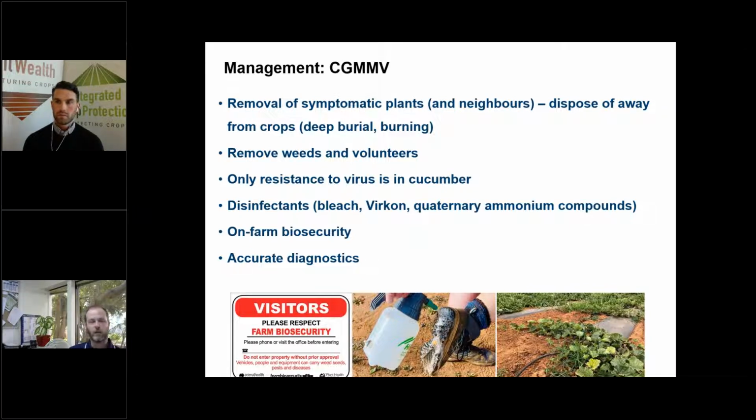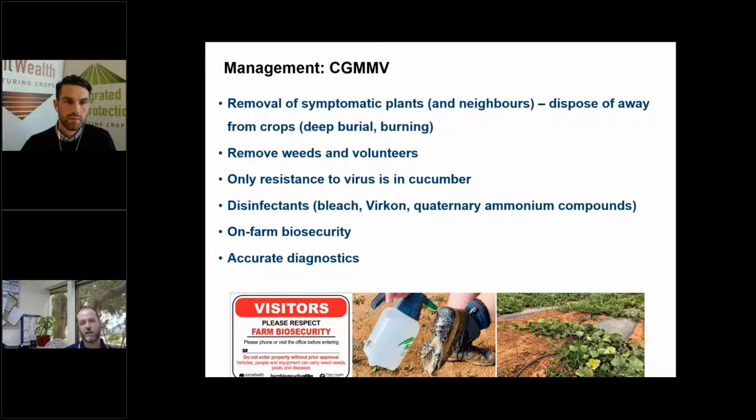And there is a lot of information and fact sheets out around disinfectants. So bleach or sodium hypochlorite is a really good one. Virkon, quaternary ammonium compounds are some of the detergent type compounds you can buy. They will all work to disinfect. They'll help to dislodge and break down any virus on boots or tools or something like that. But it isn't instant. It does require a period of time for it to happen.